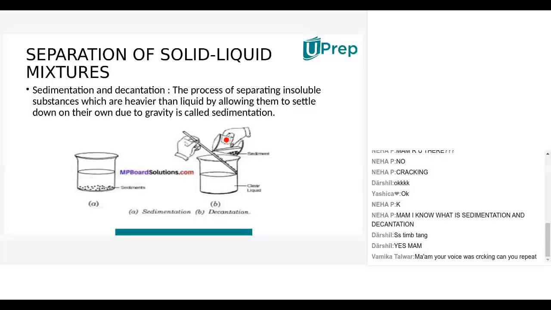Okay, this is sedimentation and this process is known as decantation. So what is the main principle involved in sedimentation and decantation?